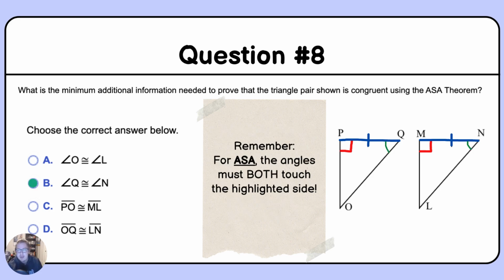So which one do I need? Okay, I need angle Q and angle N. You can see when I highlight that side, right, that both angles, excuse me, touch the highlighted side, right? And that's what we need.